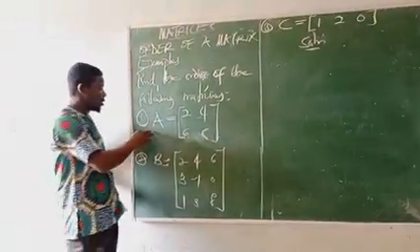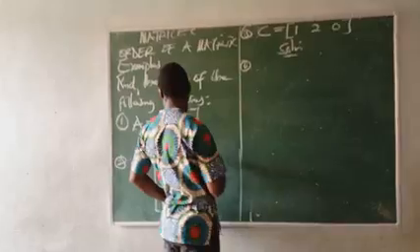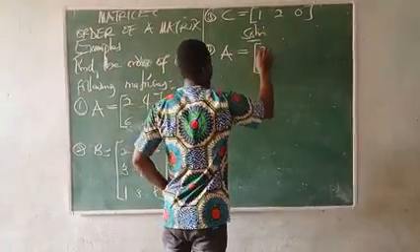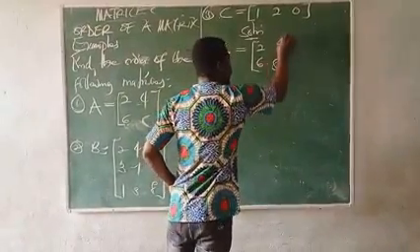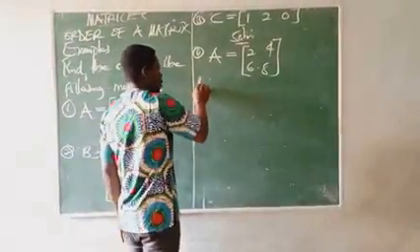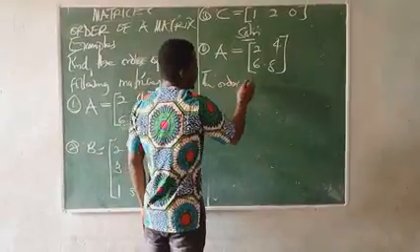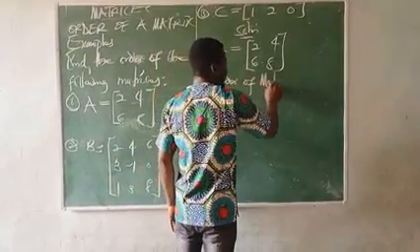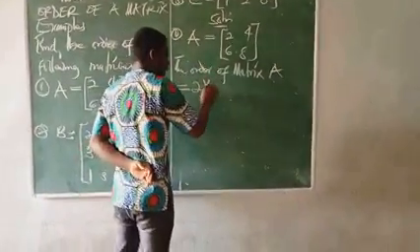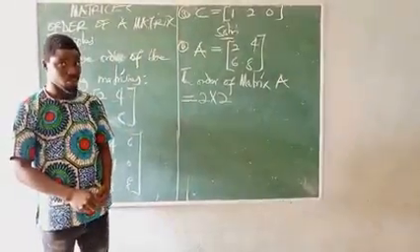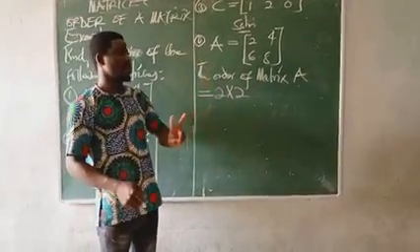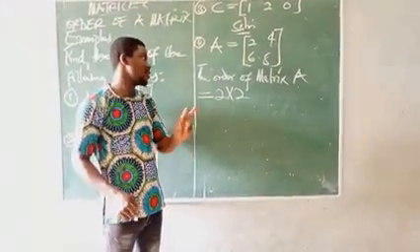So now, let's look at the first one. Number 1, here we have A equals, of course, 2, 4, 6, 8, for instance. To get the order of this matrix, the order of matrix A equals 2 by 2. Now, why is it 2 by 2? It is 2 by 2 because the matrix A contains 2 rows and 2 columns.